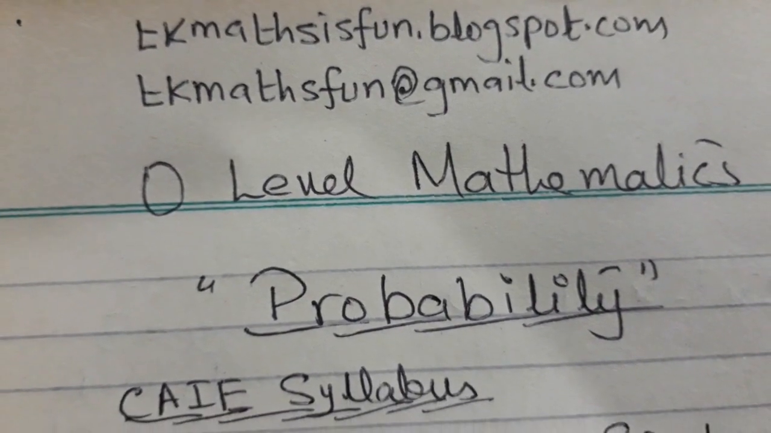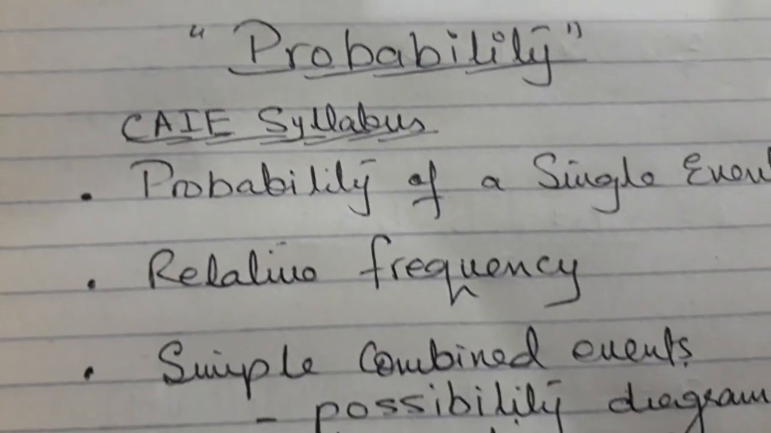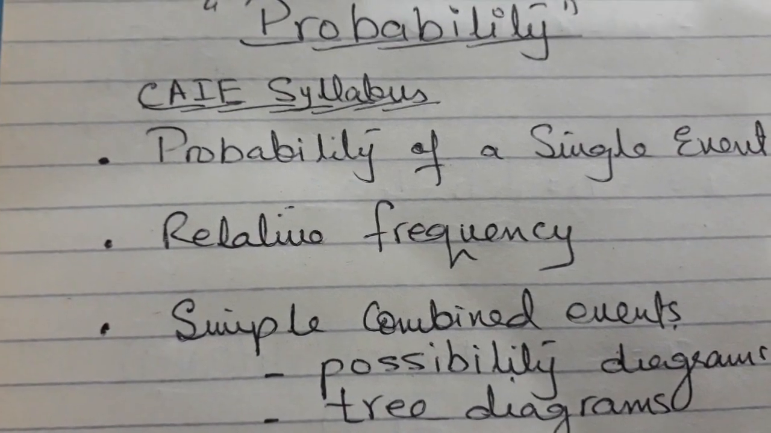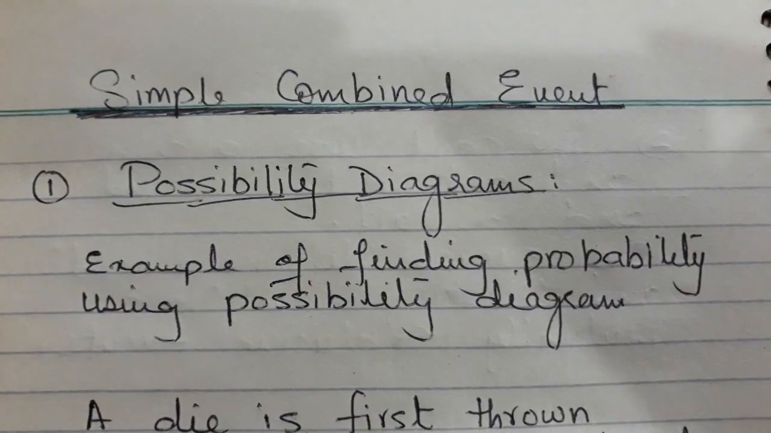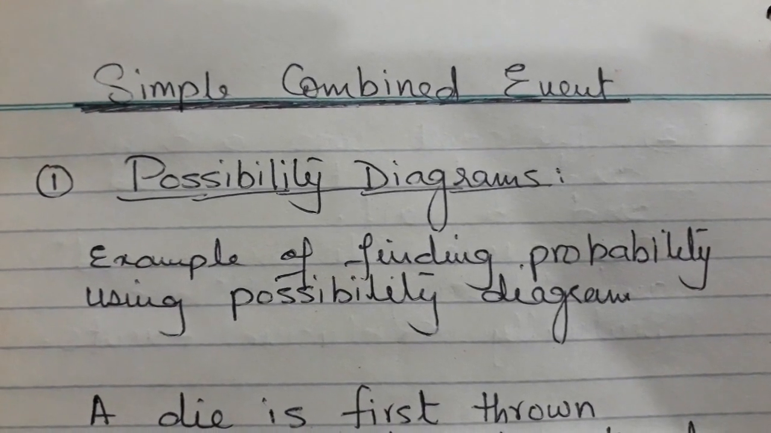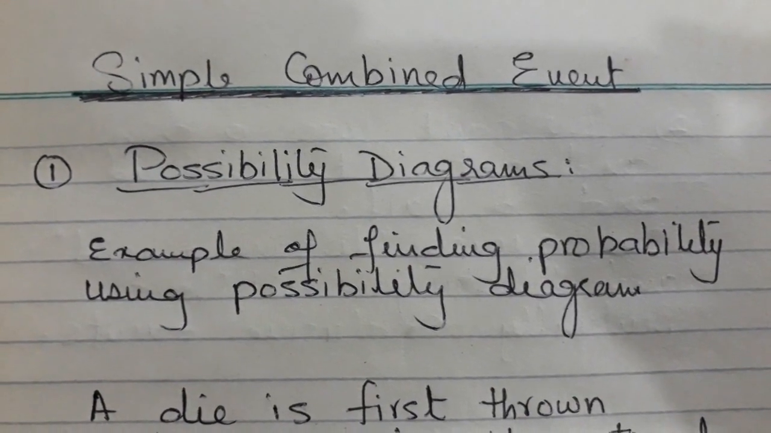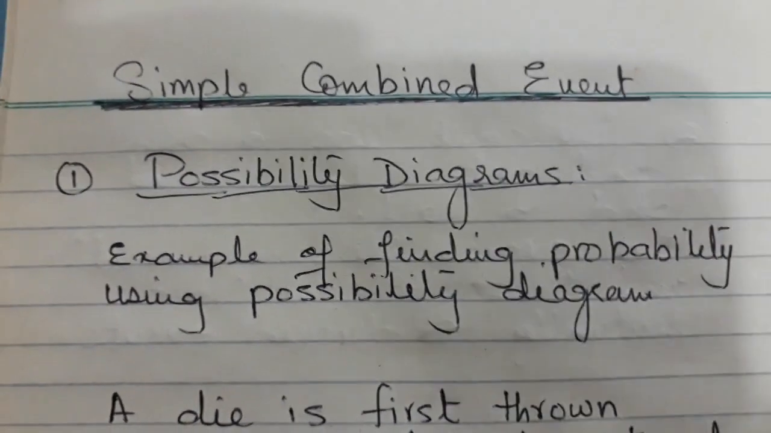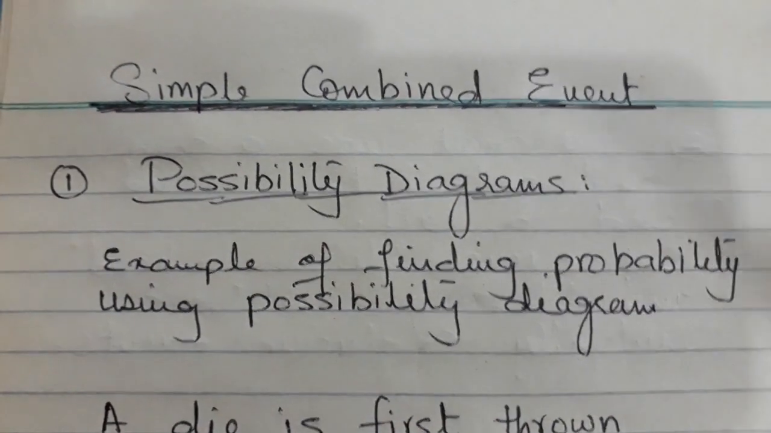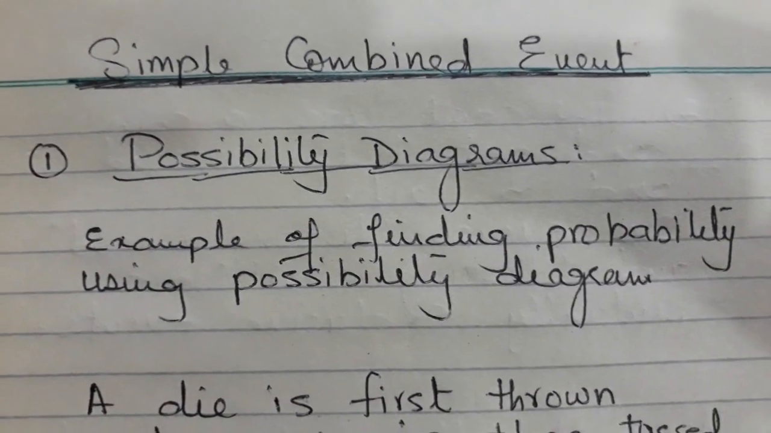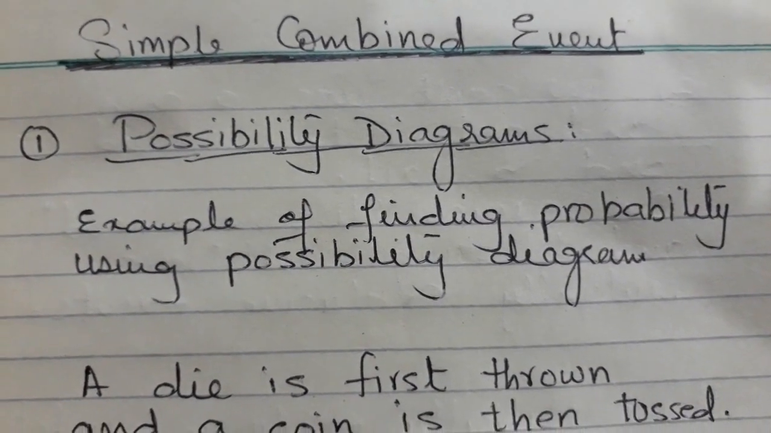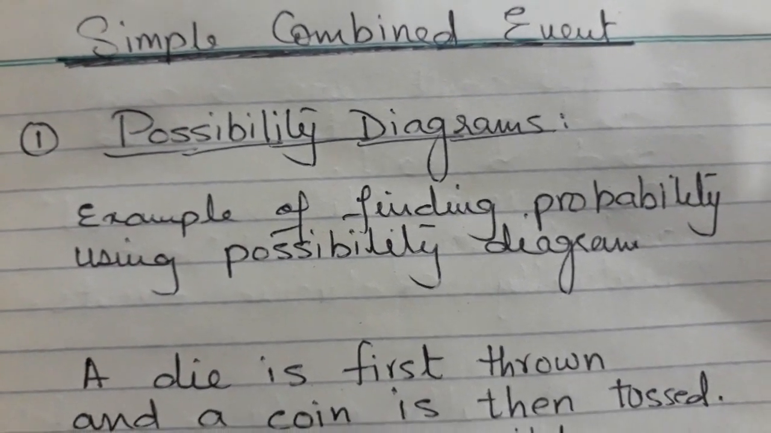So let's start. What is simple combined events? Now we will understand simple combined events with the help of examples. So let's start with possibility diagram. Examples of finding probability using possibility diagram.